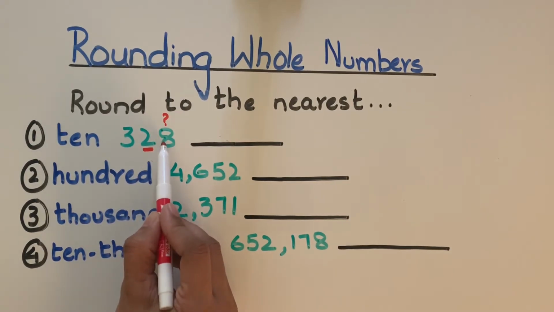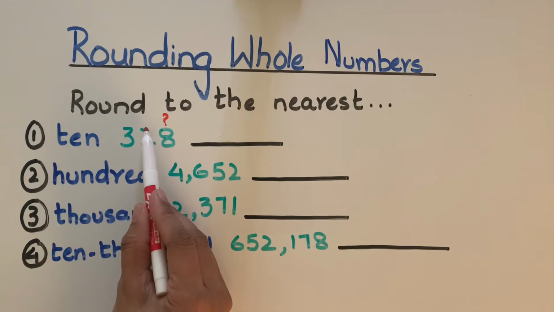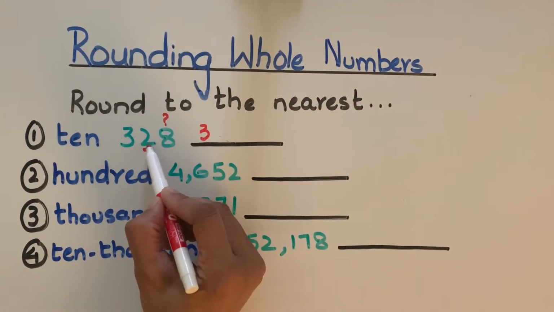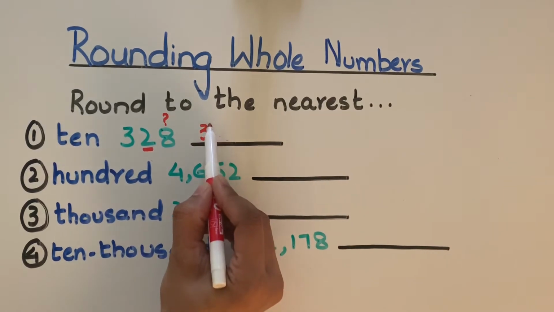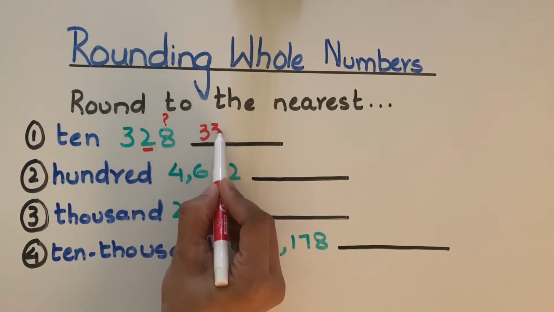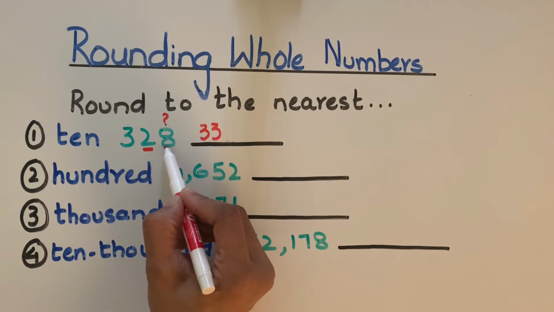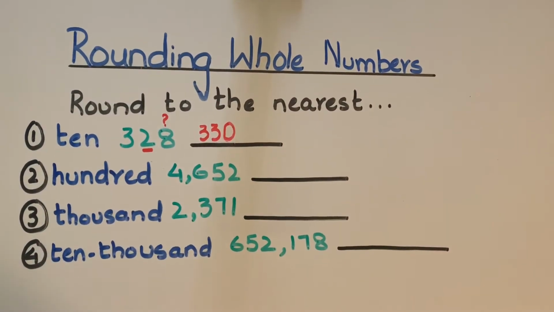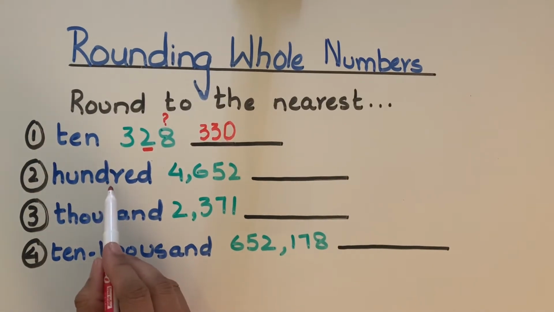5 or more, raise the score. Right. So this number will be 3. I'm going to raise this number by 1, so instead of 2, it will be 3. And this number will become 0. Let's move to another example.